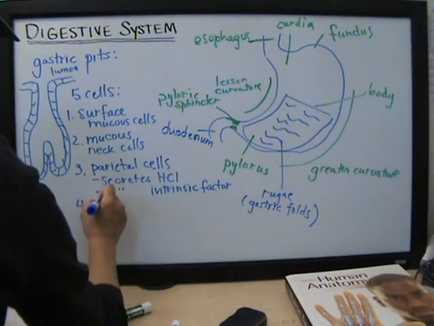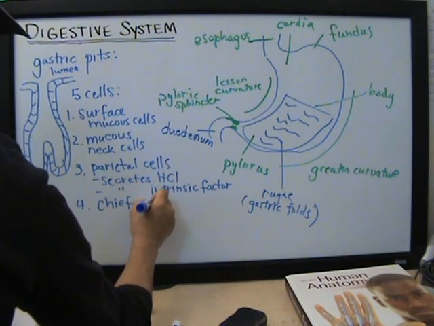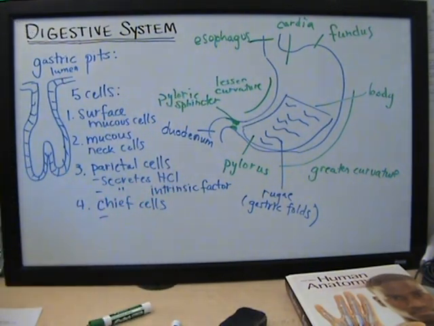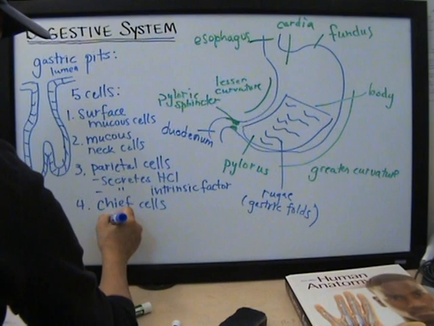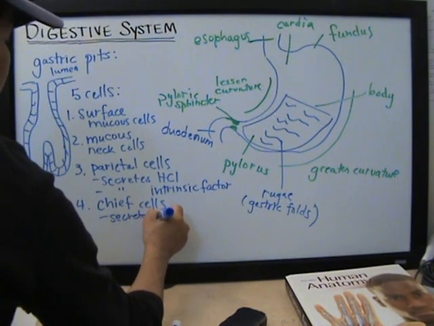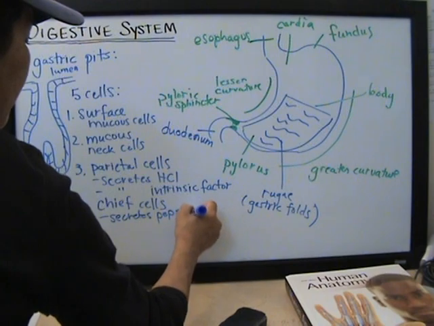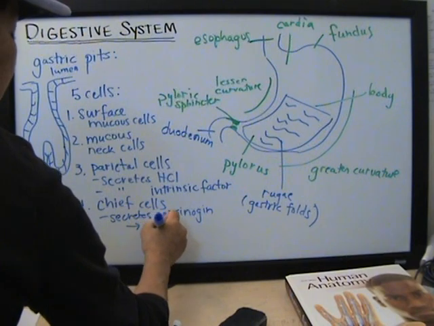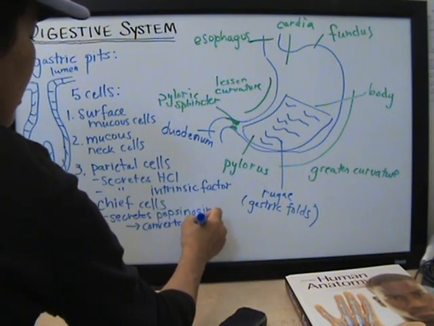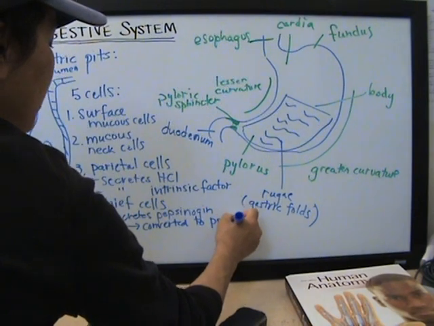All right, the fourth type is chief cells. Chief cells secrete an inactive enzyme called pepsinogen. And when exposed to hydrochloric acid, it converts into the protein digesting pepsin. So it secretes pepsinogen, which is inactive, and it will be converted to pepsin, which is important in protein digestion.